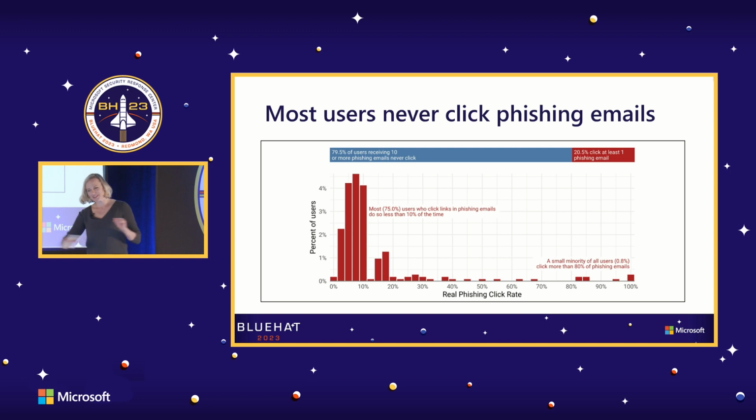And if we go all the way to the right-hand side, there's the unique and very special population of people who will click on everything you send them. So 0.8% click more than 80% of the phishing emails sent to them. So this is where we say, oh, it only takes one. Yeah, those folks live in that part of the chart.